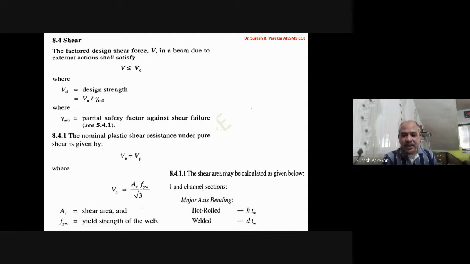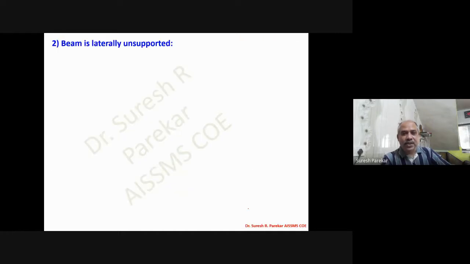Now you can see that for hot rolled sections you are going to consider h into tw, where h is the overall depth. In the case of welded sections, we consider d, which is the depth of the web, into the thickness of the web. In the first case, hot rolled, we consider the overall depth, that is, h is the total depth of the section.